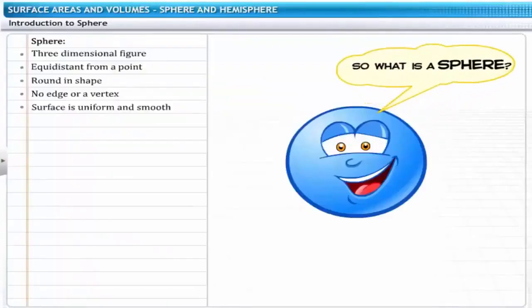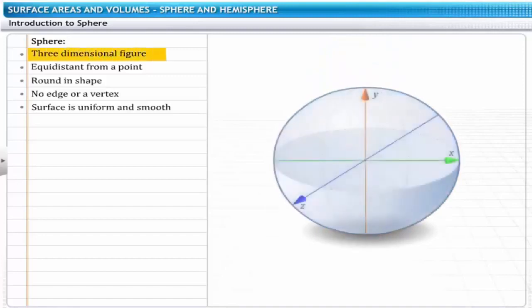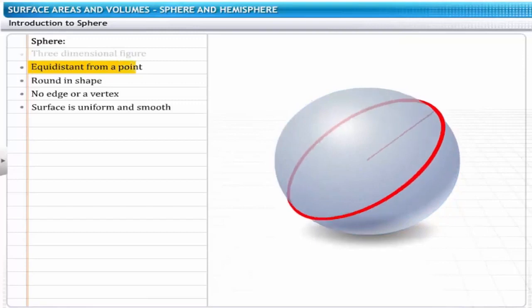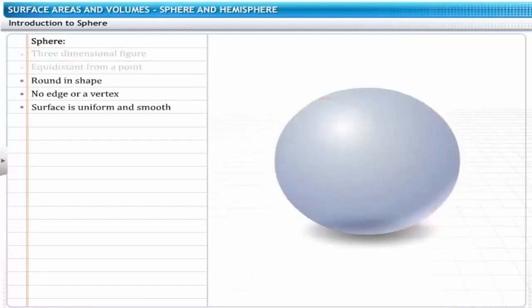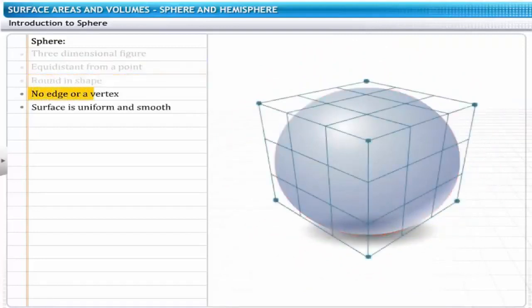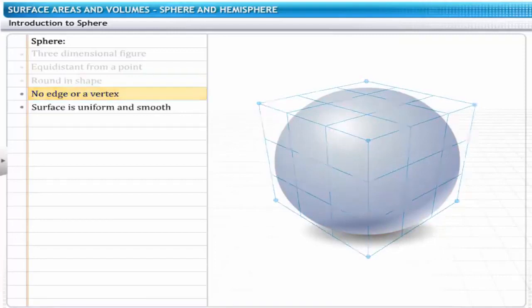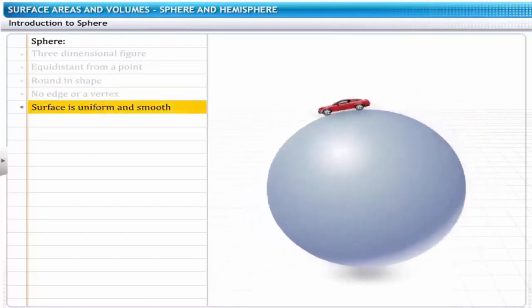So, what is a sphere? A sphere is a 3-dimensional figure made up of points that are equidistant from a given point. It is an object which is round in shape. It does not have an edge or a vertex. The surface of a sphere is uniform and smooth.